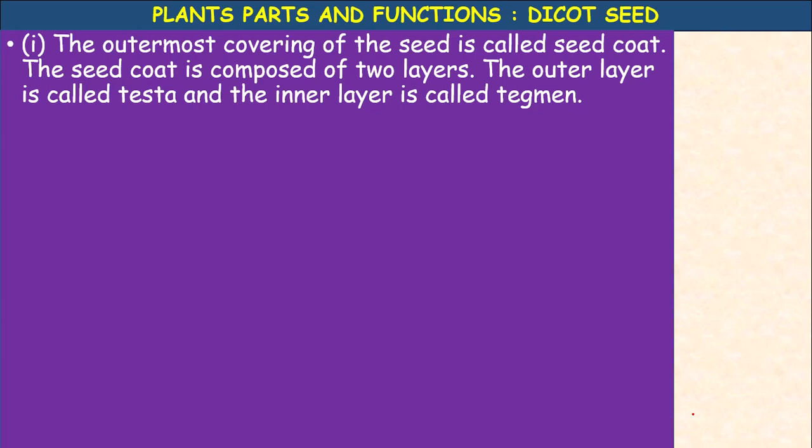The outermost covering of the seed is called the seed coat. The seed coat is composed of two layers. The outer layer is called testa and the inner layer is called tegmen. The seed coat is the protective layer of the seed, consisting of two layers, outer testa and inner tegmen.